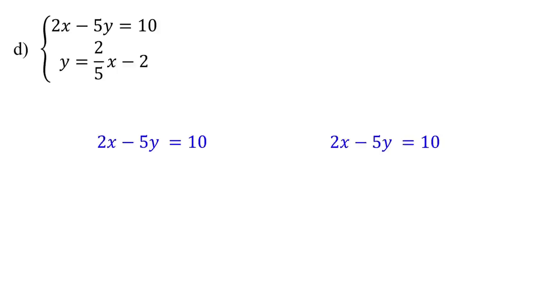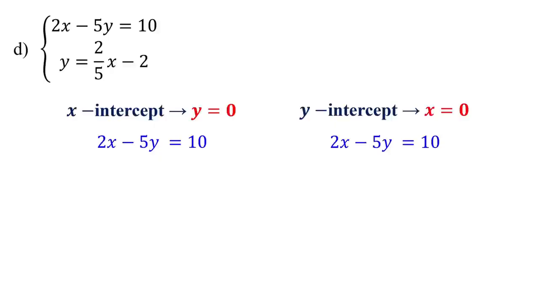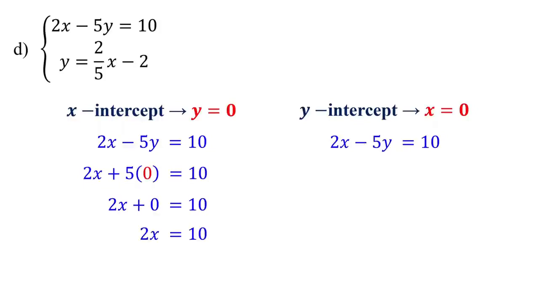The first equation is given in standard form, so first, we will find its x and y intercepts. To find the x-intercept, set y to 0. 5 times 0 equals 0, and we get 2x equals 10. Divide both sides by 2 to isolate x. 10 divided by 2 is 5. So, the x-intercept is (5, 0).